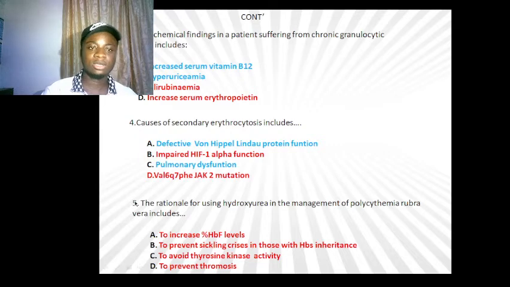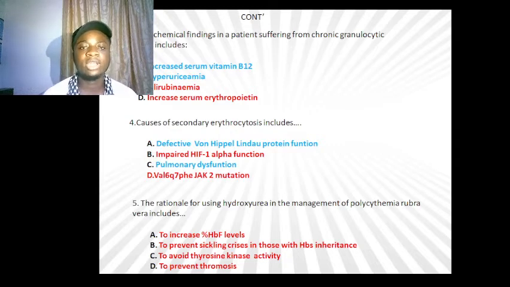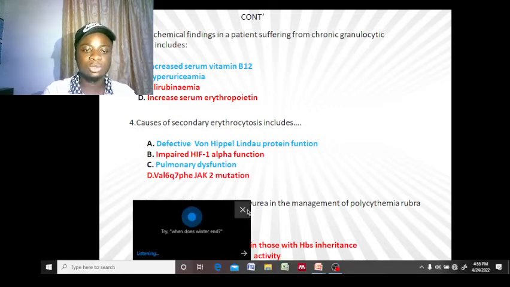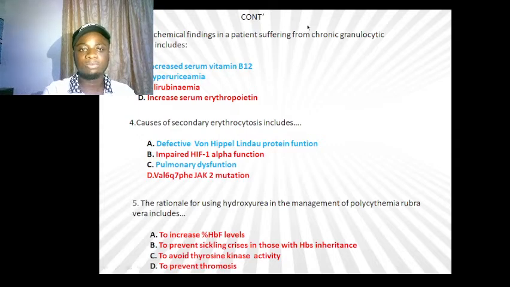Number 3: the biochemical findings in a patient suffering from chronic granulocytic leukemia include: increased serum vitamin B12, which is true. Hyperuricemia, because of hypermetabolism you see uric acid in the serum. That one too is true.